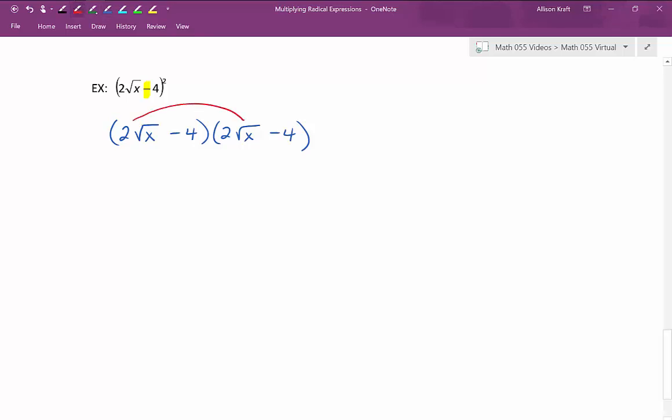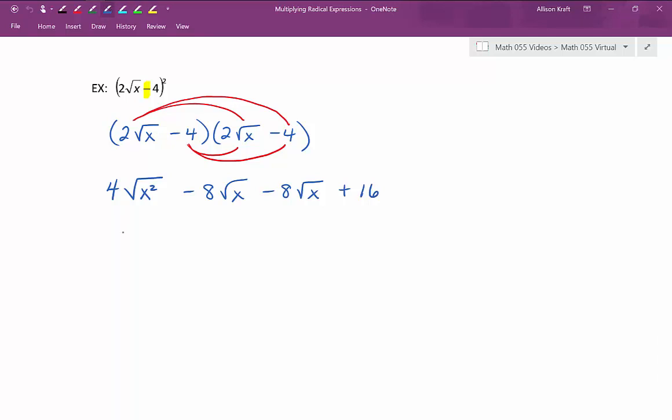2 square root of x times 2 square root of x, multiplying our outsides together, that's 4. Multiplying our insides together, that's x squared. 2 square root of x times negative 4, negative 8 square root of x, negative 4 times 2 square root of x, negative 8 square root of x, and negative 4 times negative 4, positive 16. We want to simplify any radicals that we can.